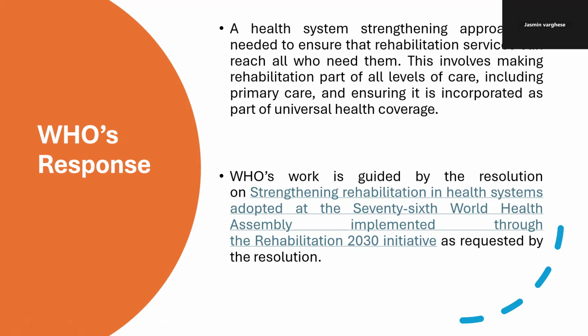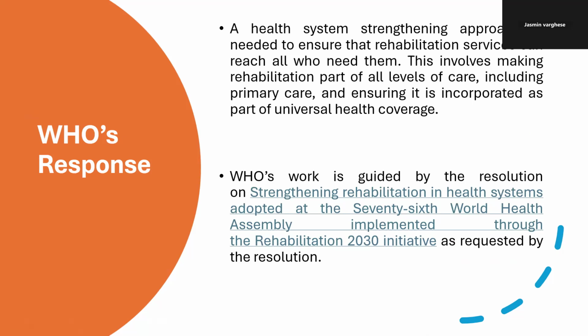This involves making rehabilitation part of all levels of care, especially from primary care, and ensuring it is incorporated as part of universal health coverage. WHO's work is guided by the resolution on strengthening rehabilitation in health systems, adopted at the 76th World Health Assembly, implemented through the Rehabilitation 2030 initiative as requested by the resolution.